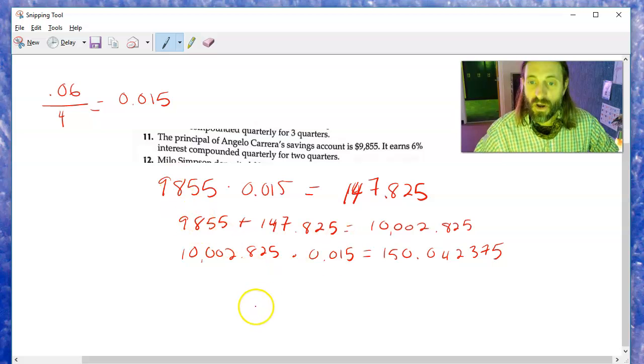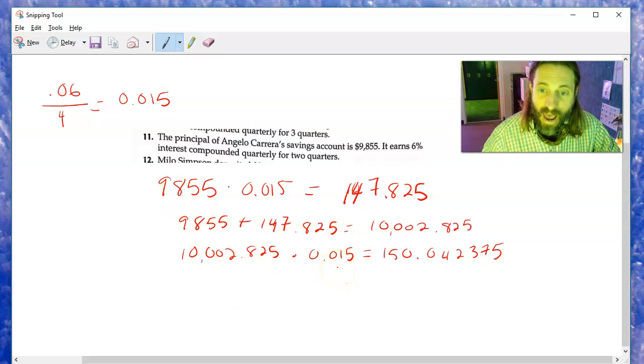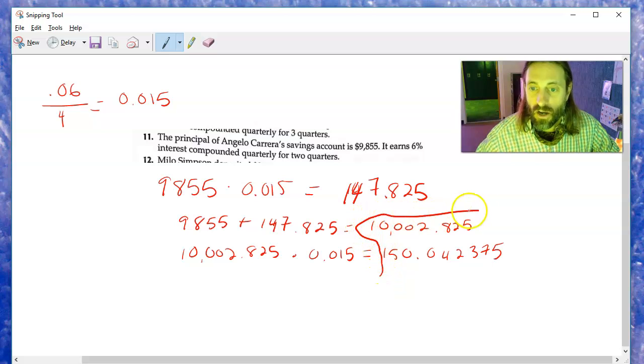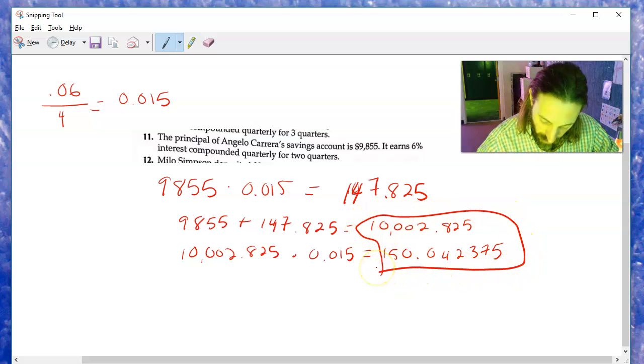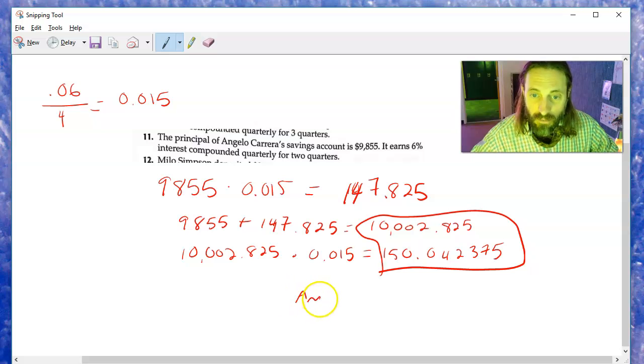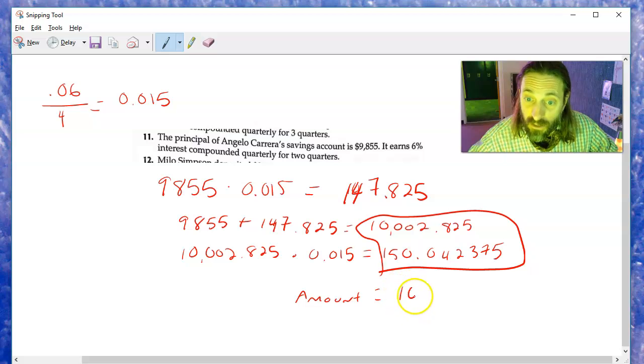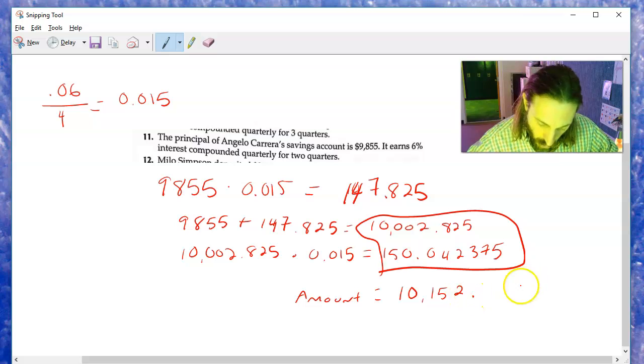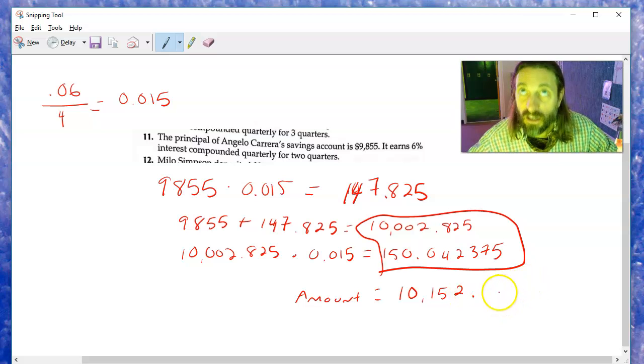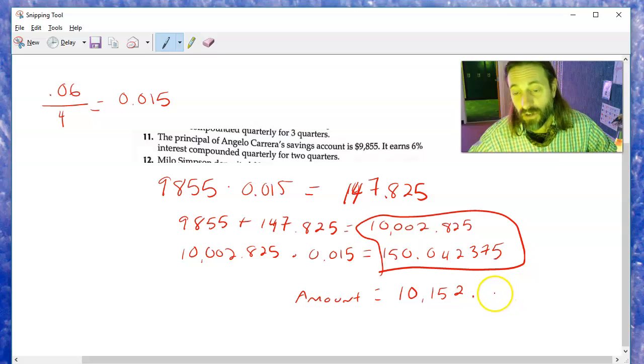What I need to do, though, at this point, is add that 150 plus this 10,002.825. So I'll do that right now. 10,002.825. And that means my amount is, now is when I can round it. 10,152.867. Let's see, 867. 7 is greater than 5, so 87.